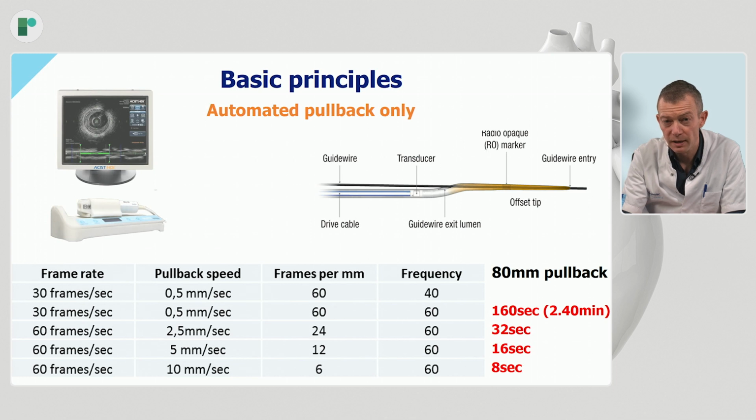So you can go up to 10 millimeter per second as well, which still allows you to have 6 frames per millimeter, but in all honesty, we now accept the 2.5 as our default within the Thoraxcenter, which is, according to our opinion, a very decent trade-off between speed and image quality. So just as a small side note.